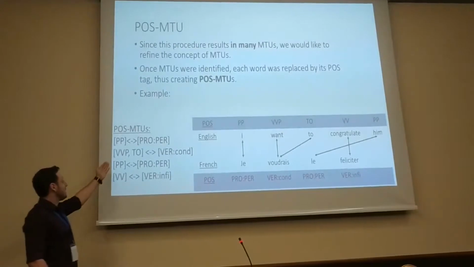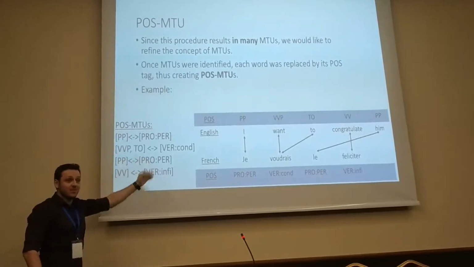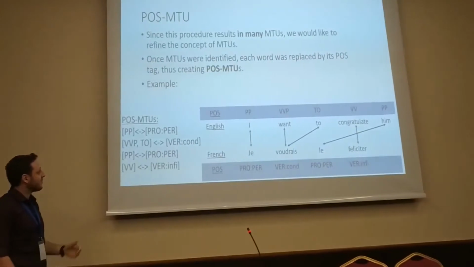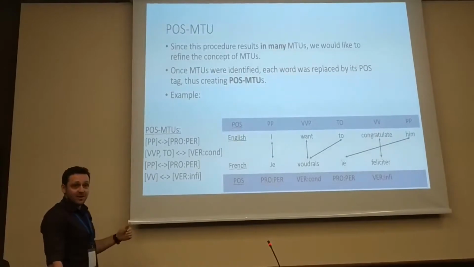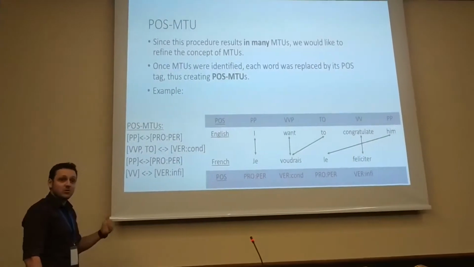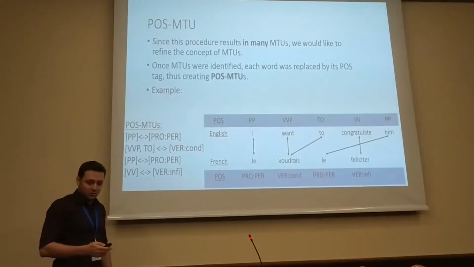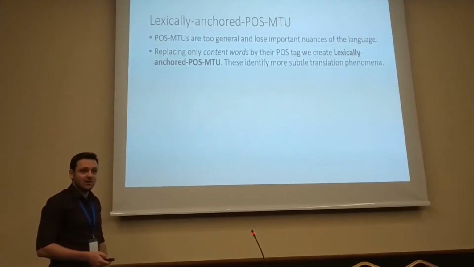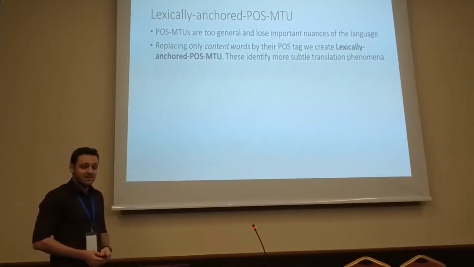So we can see that preposition is mapped to preposition, verb with a preposition mapped to a verb, and a verb mapped to a verb again. But if you look at the second one, it's not just a verb with a preposition, it's a specific preposition, the word to. So we wanted to do some refinement to this process, and instead of converting all the words to part of speech, we converted only the content words to part of speech, leaving the function words as they are. And this is the result of what we call lexically anchored part of speech MTUs.